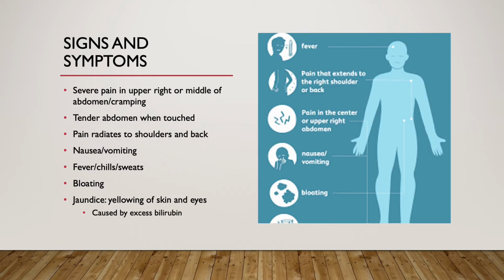Next are the signs and symptoms. So first, on the picture to the right, there's fever, pain that extends from your right shoulder to your back, pain in the center or upper right of your abdomen. You can also get nausea or start vomiting, and there's, of course, bloating. Some of the more common signs and symptoms would be a tender abdomen when touched, meaning when someone presses on your upper right abdomen, you feel a sort of pain, and fever, chills, and sweats. And the last one would be jaundice. Jaundice causes the yellowing of your skin and eyes, and this is due to the excess bilirubin.